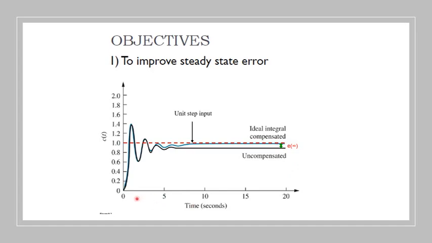So the blue line shown in this figure is the compensated system response using ideal integral, which is the PI controller. From here we can see that the final value of the system response is similar to the input value. This indicates that the error is zero.